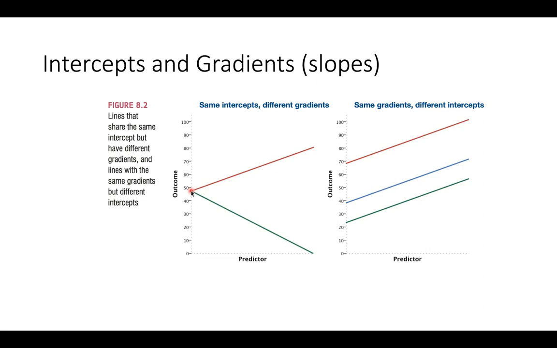This number of records. We can see here that these two regression lines have the same intercept, but they have different gradients. They have different slopes. This green line has a negative slope. This red line has a positive slope.